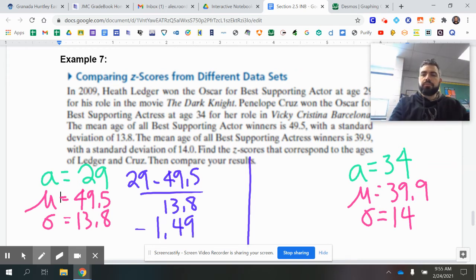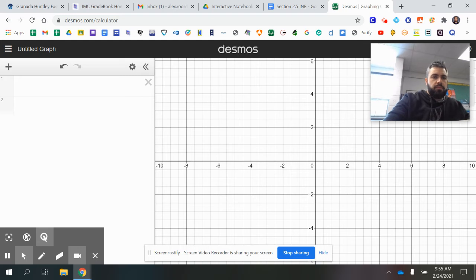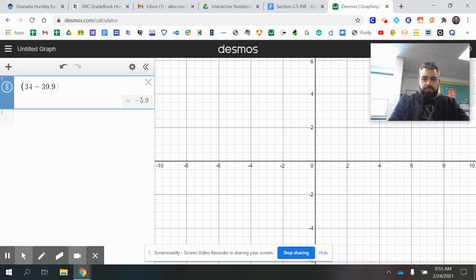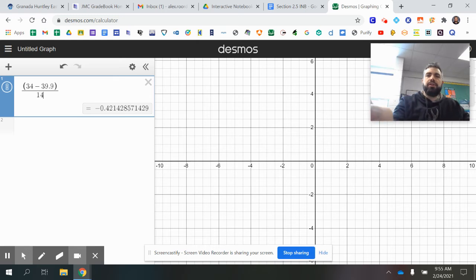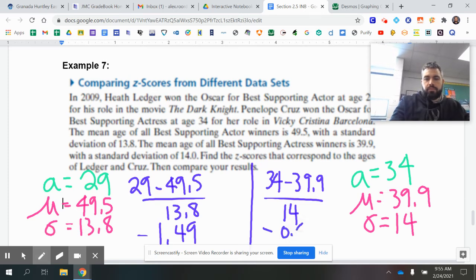Now let's take a look at the other one. Okay, so 34 minus 39.9 all over 14. Okay, so we go to our calculator. All right, so we're going to do that. 34 minus 39.9 divided by 14, and that z-score is a negative 0.42. Okay. So I'll say z-score, right?